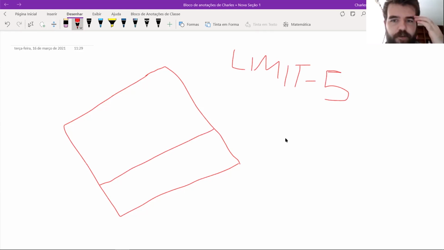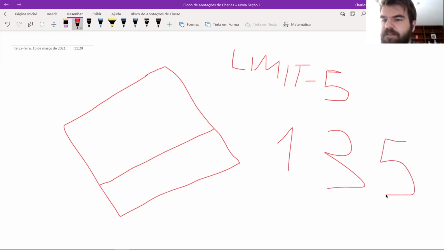Partch does not work with all numbers, just odd numbers. So in the odd numbers from 1 to 5, it's 1, 3, and 5. It's very simple to do. If we have a limit of 7, we need to put 1, 3, 5, and 7. If we put 9, it's 1, 3, 5, 7, 9.